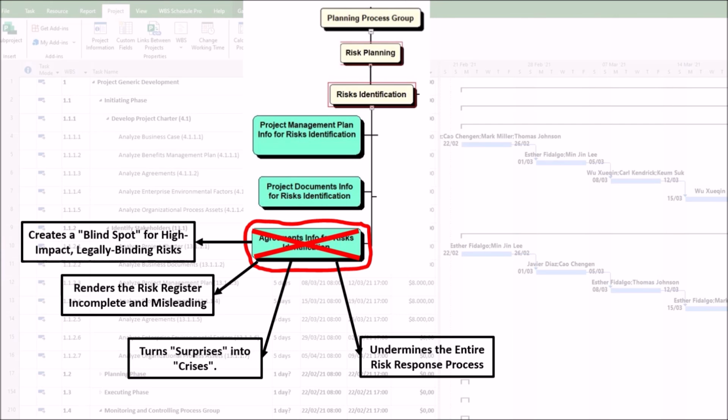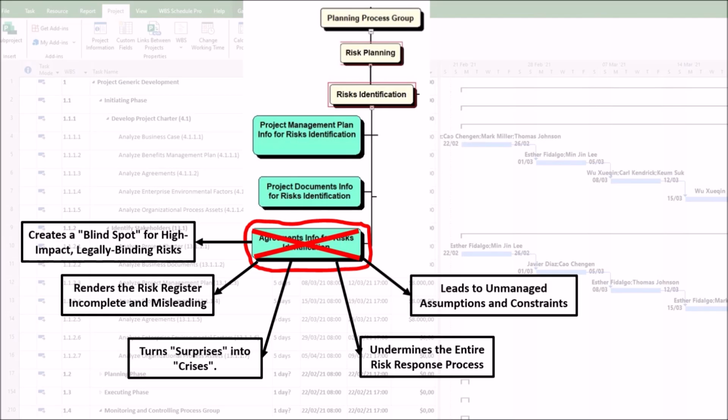Second, inability to transfer risk. You might fail to use a contract to legally transfer a risk to the party best equipped to handle it. For example, not including a clear warranty clause means your organization retains the full risk of a supplier's product failure.